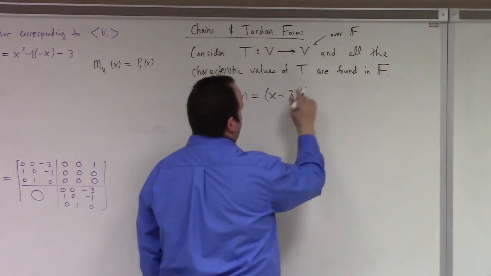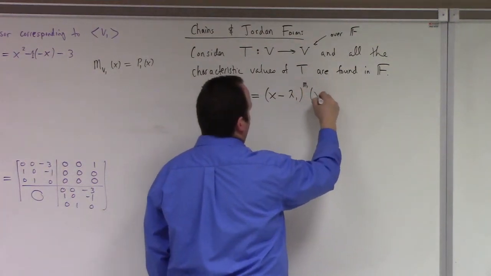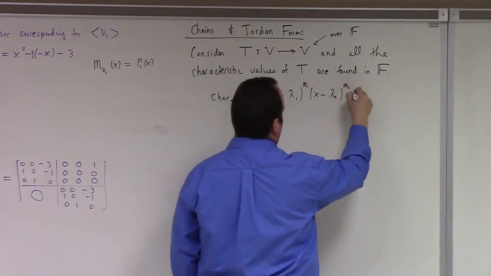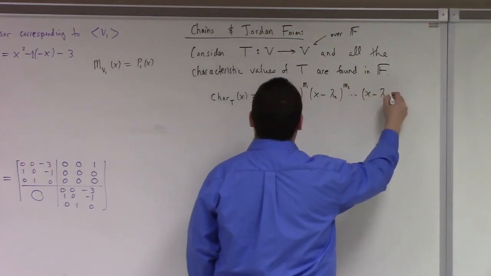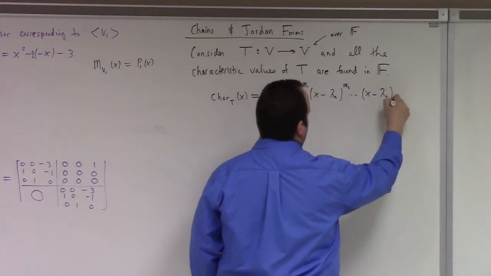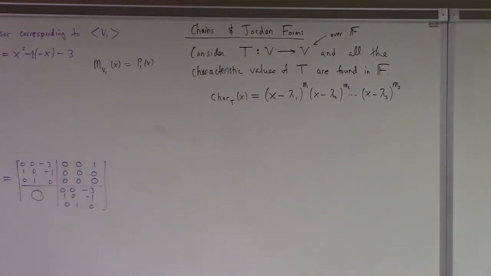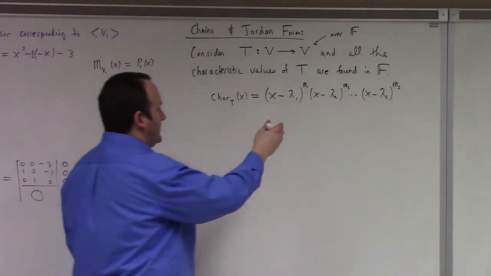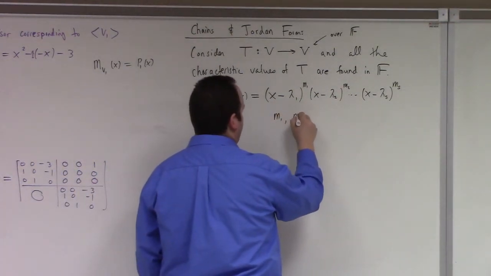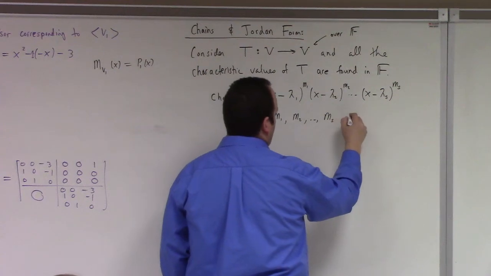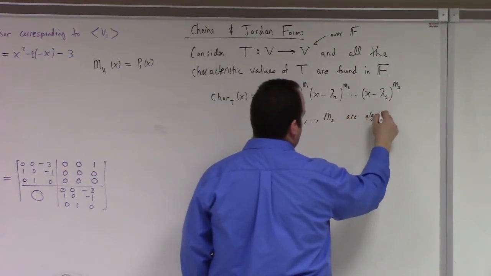So x minus lambda 1 to the m1 power, x minus lambda 2 to the m2 power, x minus lambda s to the ms power, right? That's the first thing that happens. If all your eigenvalues are in the field, that means the characteristic polynomial can be factored into a product of linear factors, possibly repeated. The multiplicities, m1 through ms, are referred to as the what? Are the algebraic multiplicities.